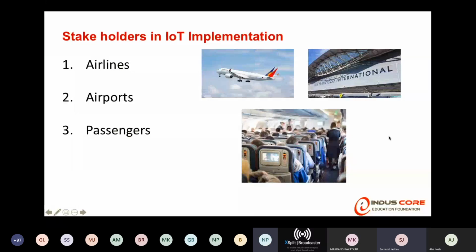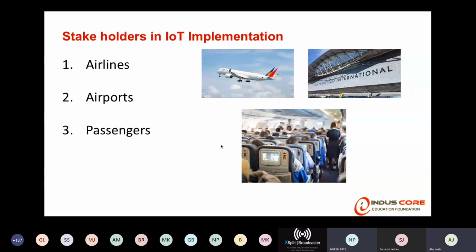Okay. So the third stakeholder in this implementation is passengers, and this is the major focus, where most of the implementations are. Now, what are the primary operations when IoT is implemented in aviation?